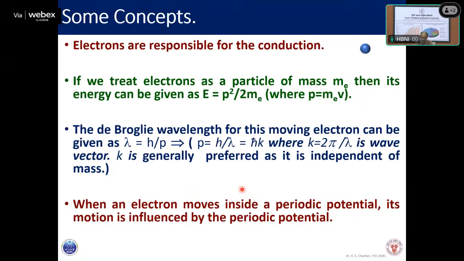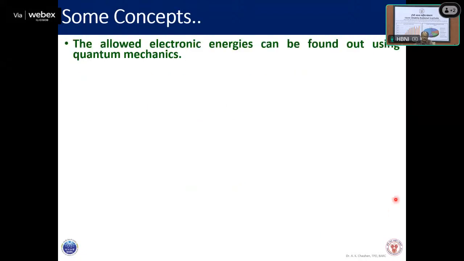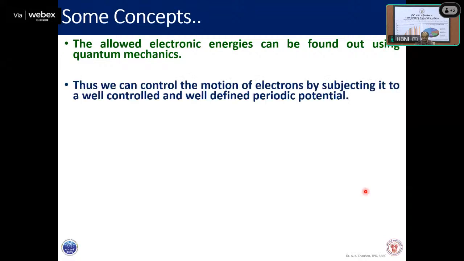But when it is inside a periodic potential, things are not exactly the same. In the previous case, when the electron was free, it could have any amount of energy, but not all energies are allowed when it is under a periodic potential. I have made another slide on this, which we will see in two to three minutes. So there are certain energies which are allowed, and certain energies which are not allowed.